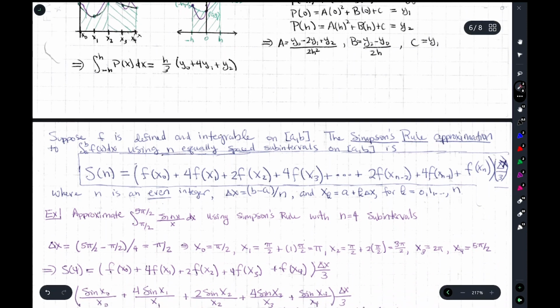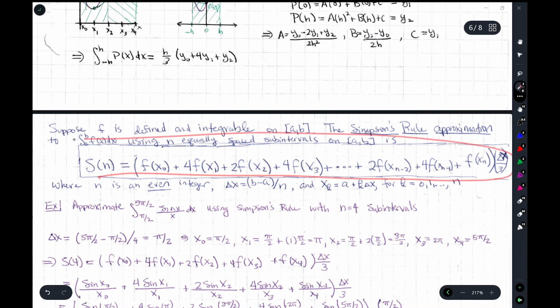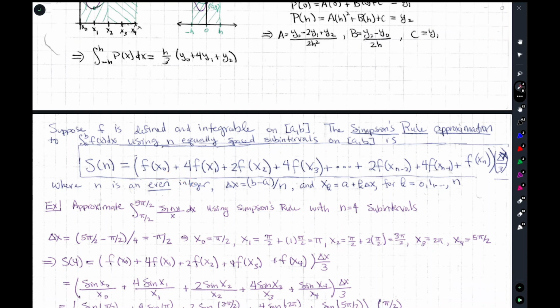And we'll now have this rule, this formula for Simpson's rule using n subintervals. Now, you have to pay attention here that n must be an even integer for this formula to work. So you always break up your interval into an even number of subintervals, just to make this alternation work.